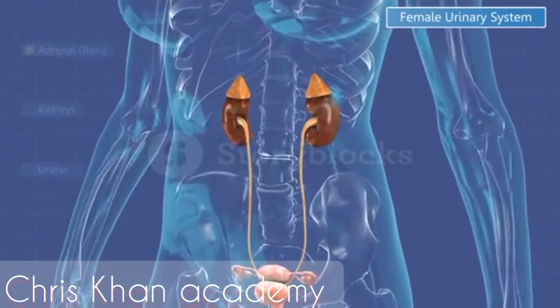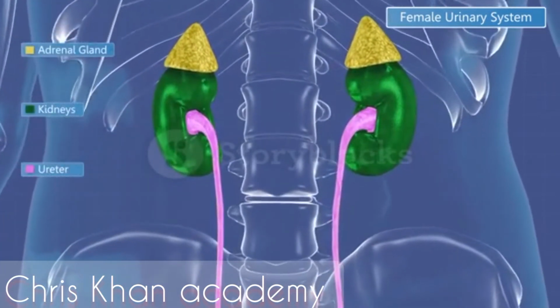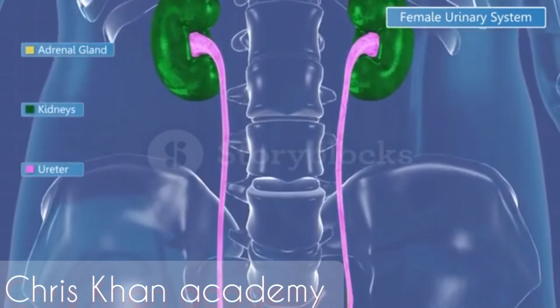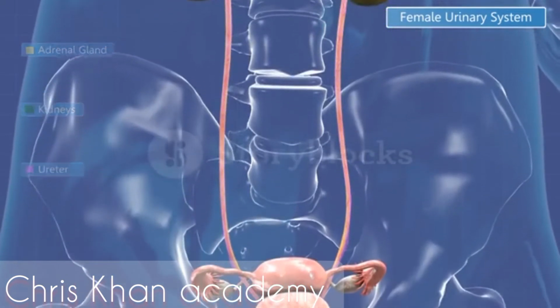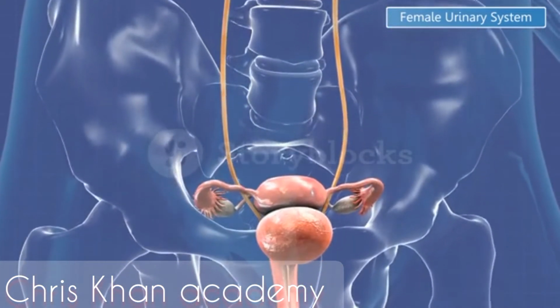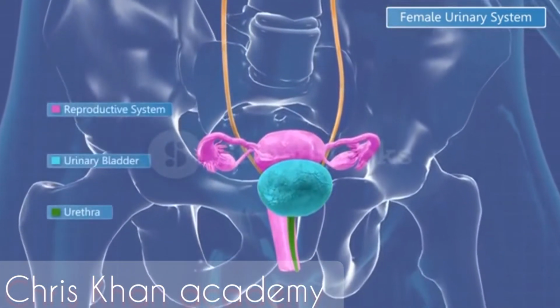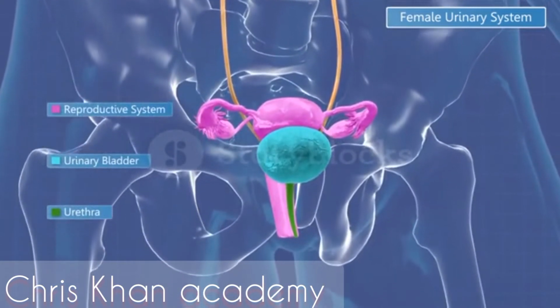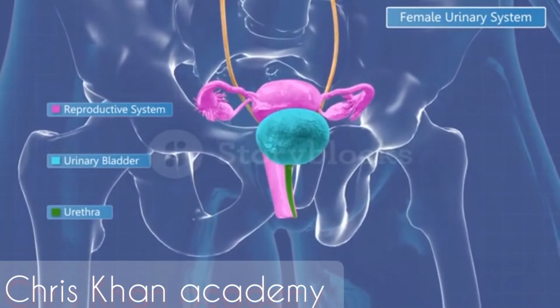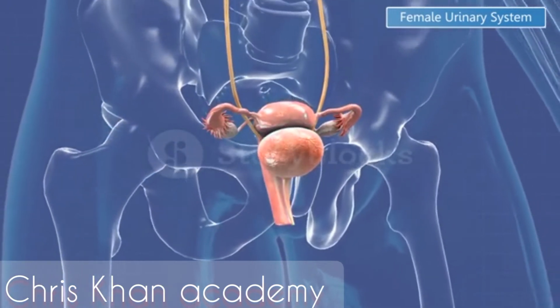So for the female, it is connected with the urinary system, where they have the adrenal gland and kidney, even the urethra. So down there it attaches to the reproductive system, where it ends up connected with the urethra.